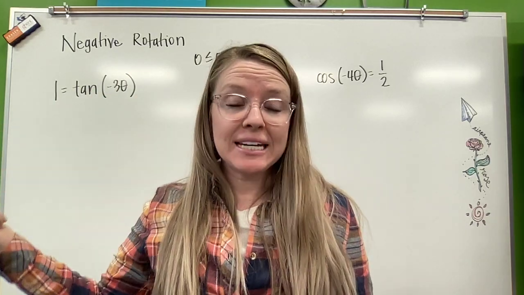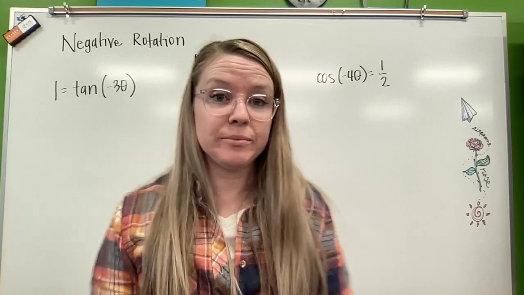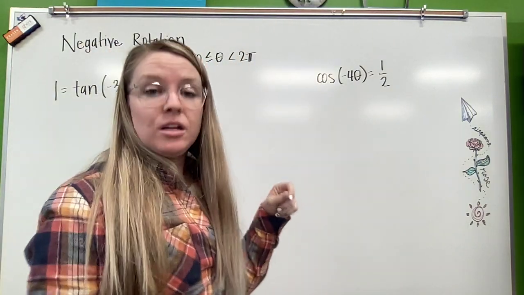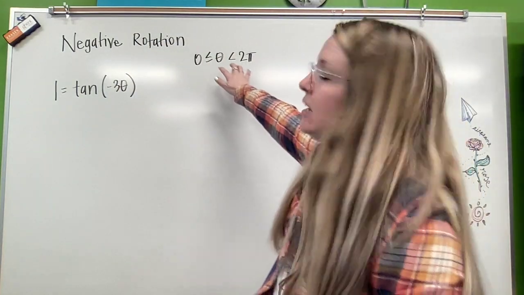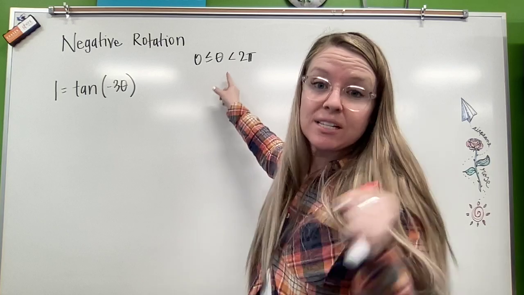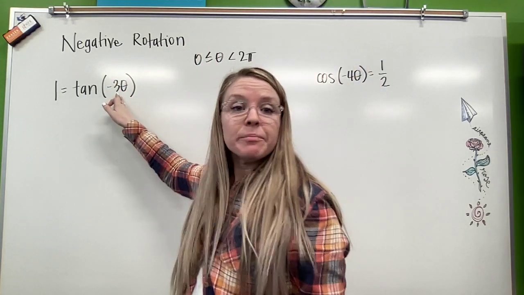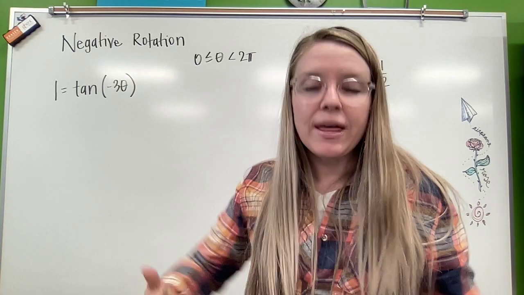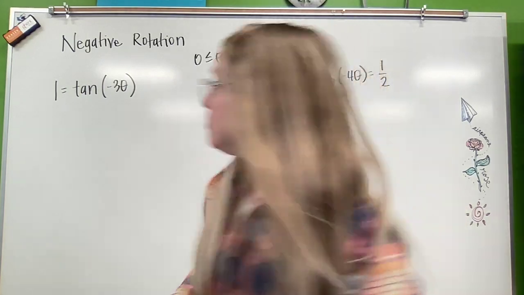If we divide by a negative, all of our answers are going to be negative, but they're supposed to be between 0 and 2 pi. So the issue is the fact that I only want the answers from 0 to 2 pi. I only want positive answers. But if I divide by a negative, I'll get all negatives. So let me show you that, and then I'm going to show you how we're going to fix it.